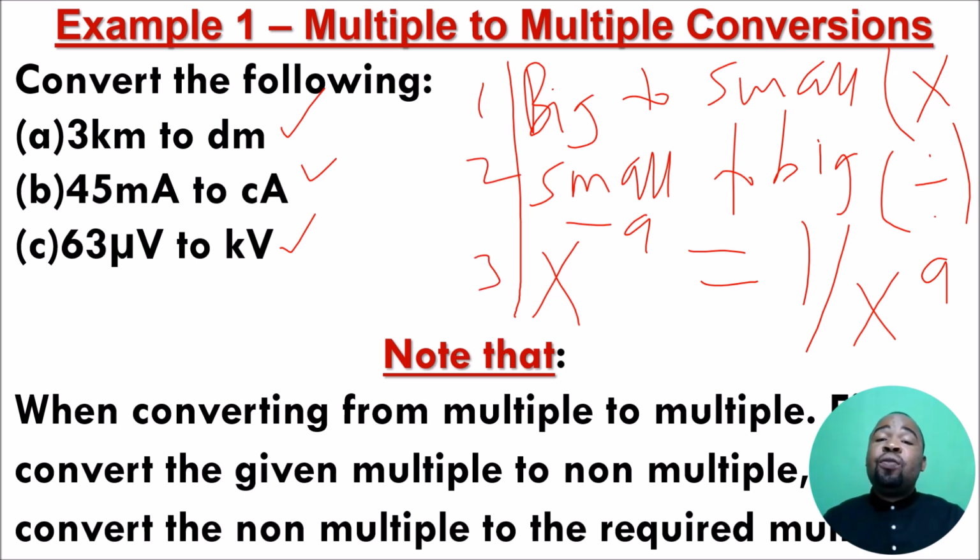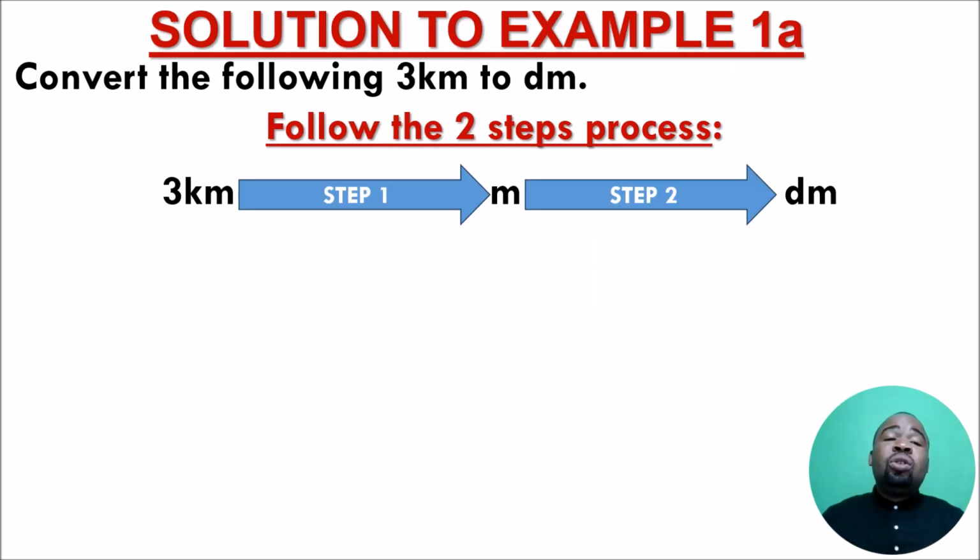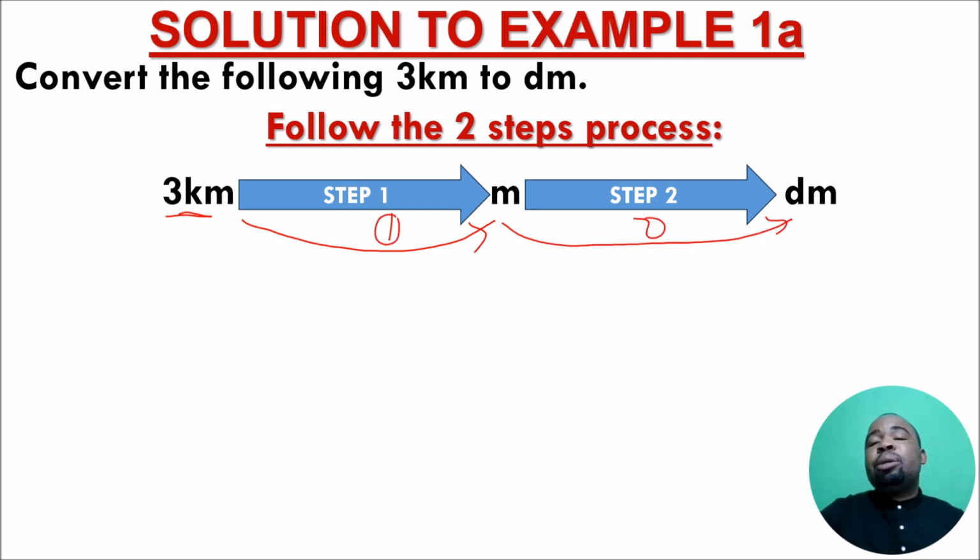The only thing is, when we're converting from multiple to multiple, we are going to engage a two-step process. We convert from multiple to a unit, like what we were doing last time, then from the unit to the desired multiple. So, for instance, we're going to do A. For us to convert 3 kilometers to decimeters, we're going to use a two-step process. We convert kilometers to meters. That's step number 1. Then we convert the meters to decimeters. That's step number 2. So we've done a multiple to multiple conversion.